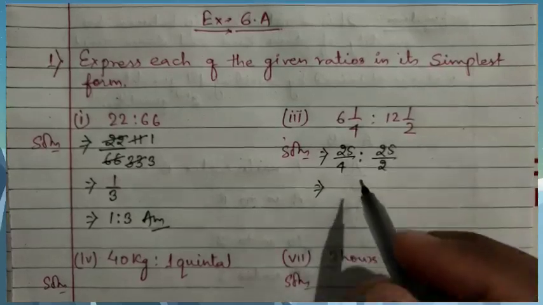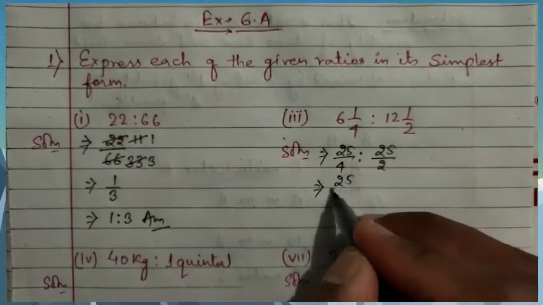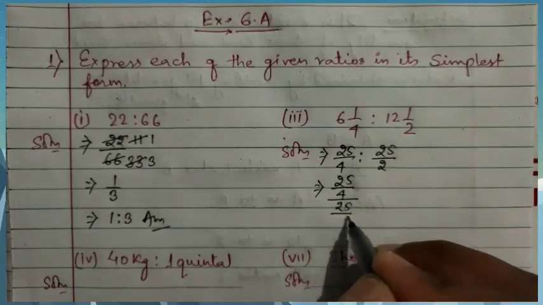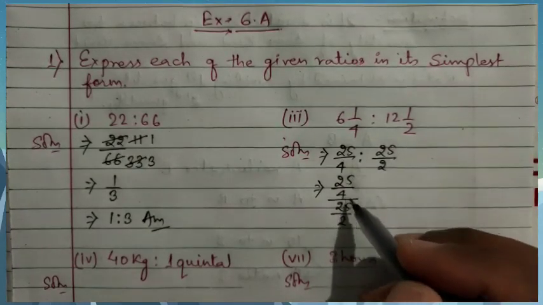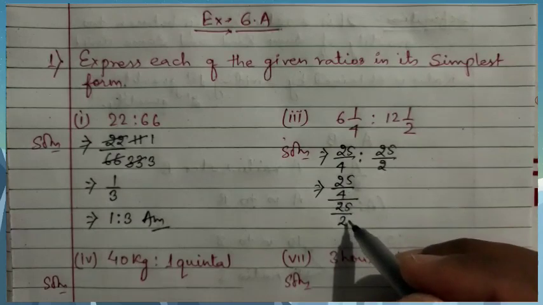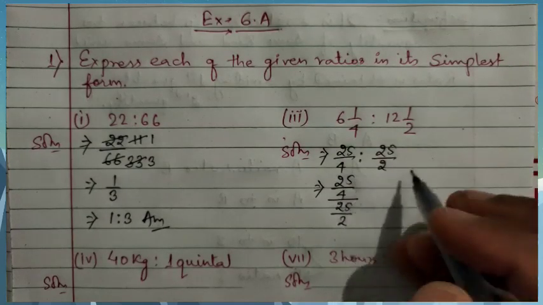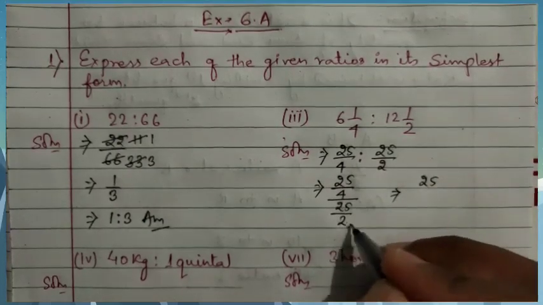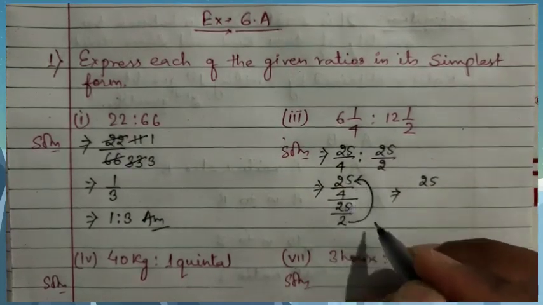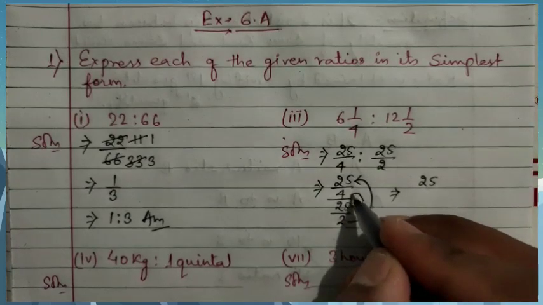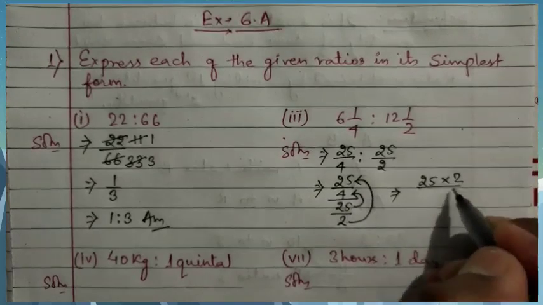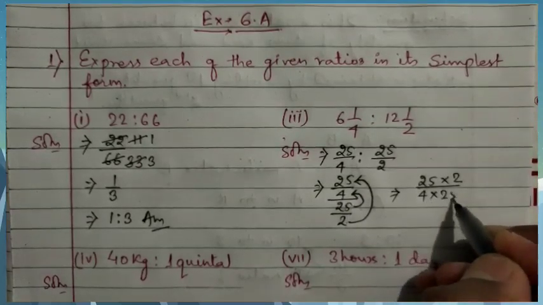Now what we will do? We will write it in fraction form. We can write 25 by 4 divided by 25 by 2. Now here we can see that double fraction is there, and the rule we know is that the lowest term will be multiplied by the top term, that is 25 will be multiplied by 2. This will be multiplied by the very top term and middle term will be multiplied by the middle term. 25 into 2 by 4 into 25.